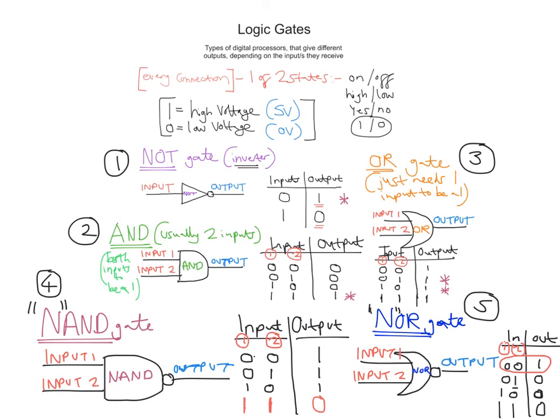So we've got the definition of logic gates at the top: types of digital processes that give different outputs depending on the input or inputs they receive. Every connection is one of two states, on, off, high, low, but we normally talk about it as a 1 or a 0, 1 being a high voltage, 0 being in real life a low voltage. And then we've got 5 different gates to consider: a NOT gate or inverter that will swap the output, an AND gate where both inputs need to be a 1, an OR gate where just one of the inputs needs to be a 1 to get an output of 1, a NAND gate that combines the NOT and the AND, and a NOR gate which combines the NOT and the OR.